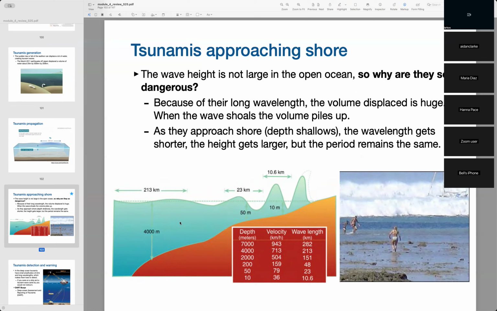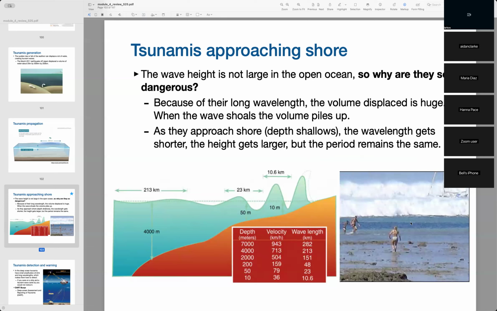But as they go into shallow water, all this movement of these deep water waves that extends throughout the water column is focused more and more into shallower depths. And so their amplitude becomes larger and larger, because the volume that they displace is large. As they approach the shore in the shallow depth, the wavelengths become shorter and the height becomes much larger, while the period remains the same.